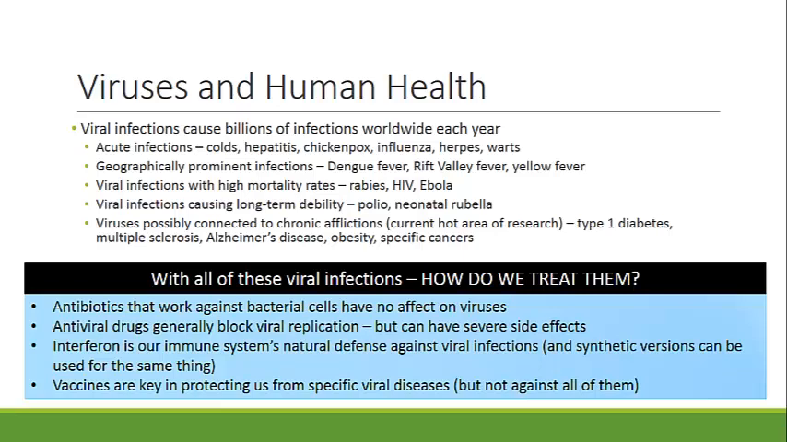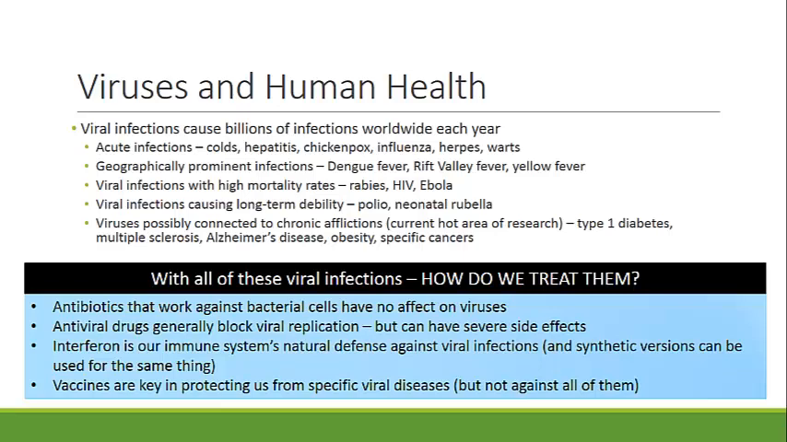Geographically prominent infections are things like dengue fever, Rift Valley fever, yellow fever. These are infections that are only happening in certain parts of the globe. Viral infections with high mortality rates are things like HIV and rabies. Viral infections that cause long-term debility are things like polio and neonatal rubella. And then viruses possibly connected to chronic afflictions, which is a very hot area of research right now.